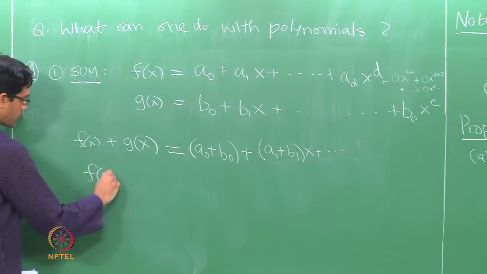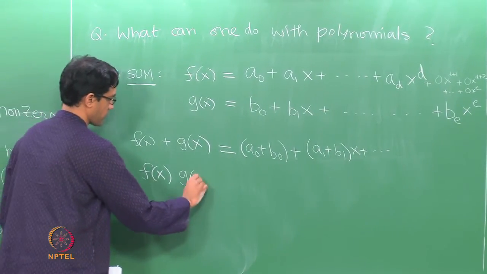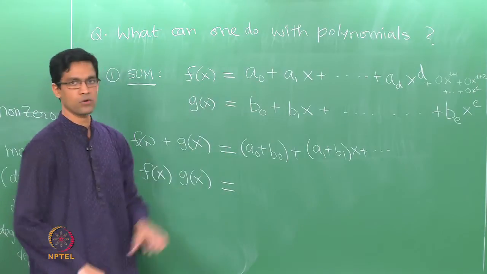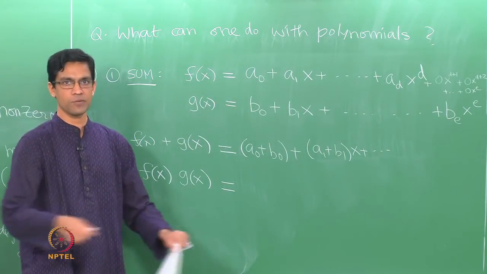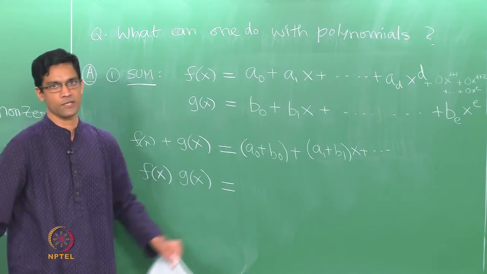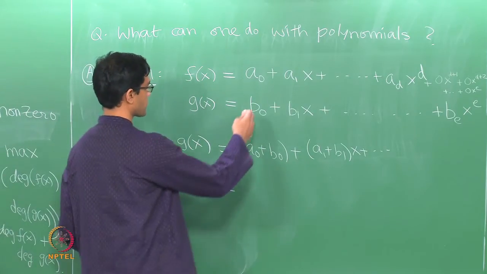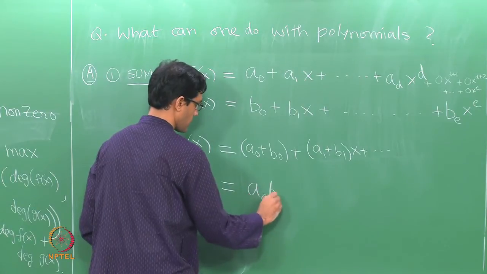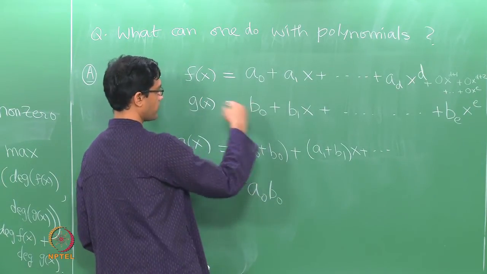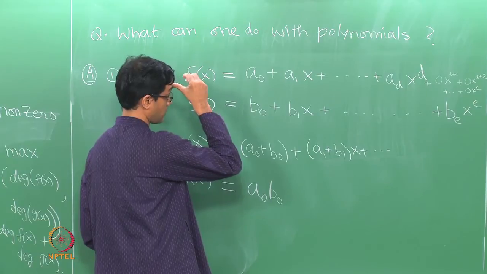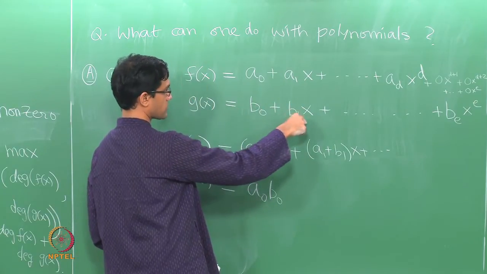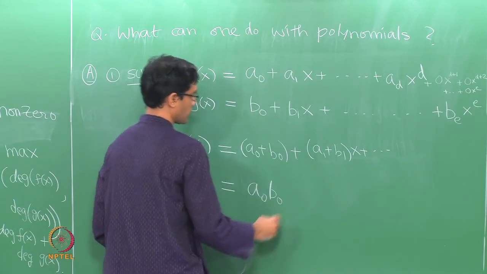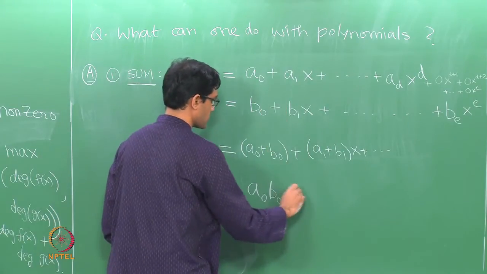And similarly the product again is the familiar operation, f of x times g of x. You write these two things out and then you just use the distributive law and expand the whole thing out. So when you do this, I will get a0 b0 as the constant term. To get a coefficient of x I need to multiply a0 with b1 x and b0 with a1 x.